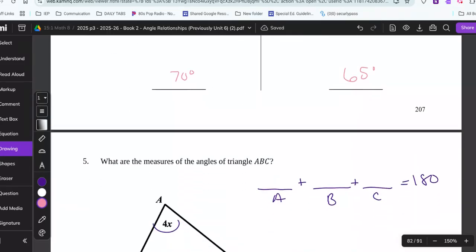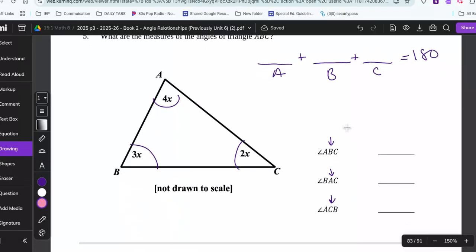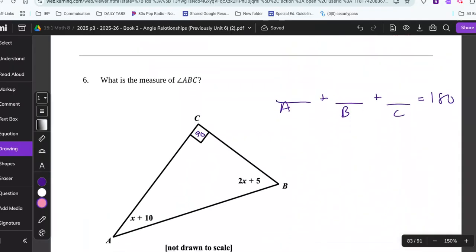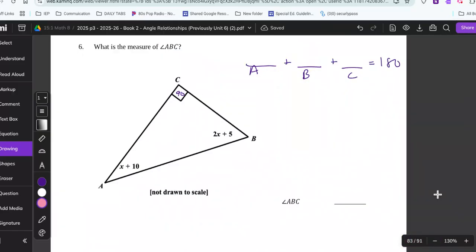Hopefully they're feeling confident. Question 5, all right, x is going to be 20. And then this one's going to be 60 degrees, and this one's going to be 80 degrees, and then this one's going to be 40 degrees. So hopefully you felt pretty confident you could check those. Question 6, all right, x is going to end up equaling 25.